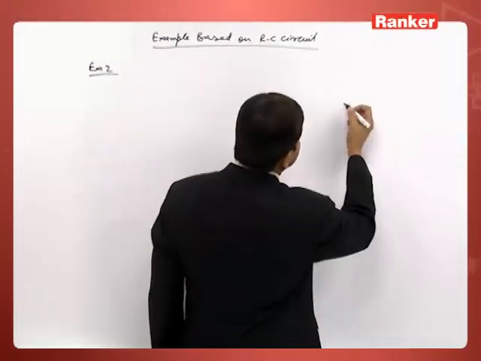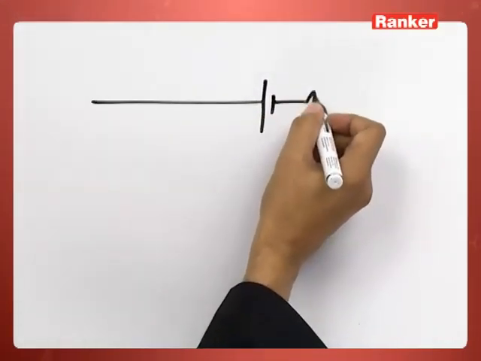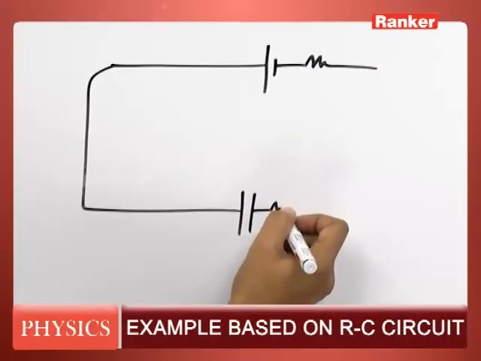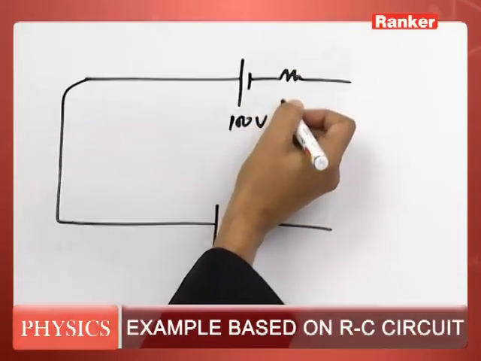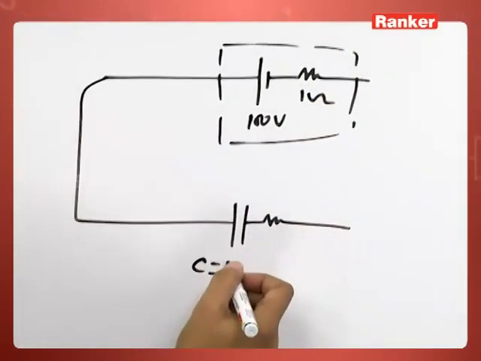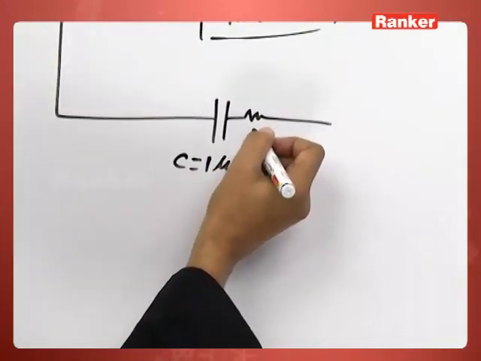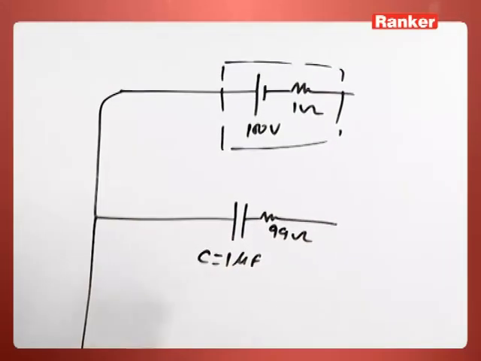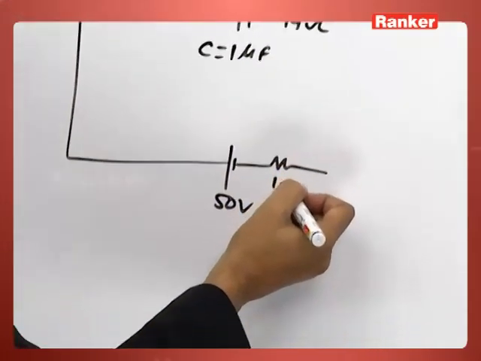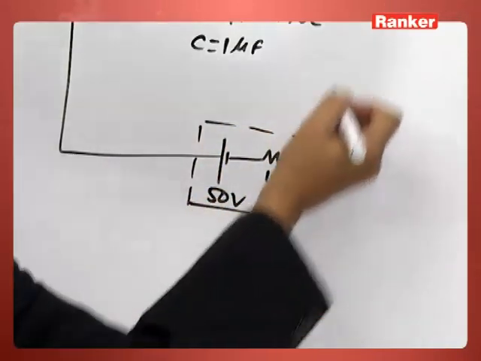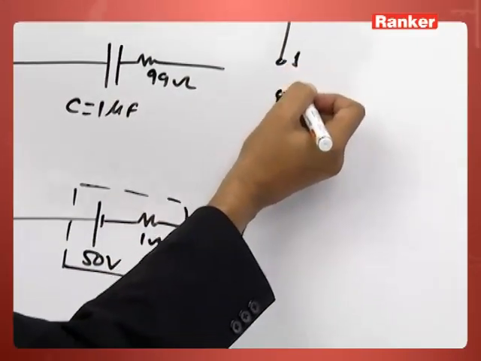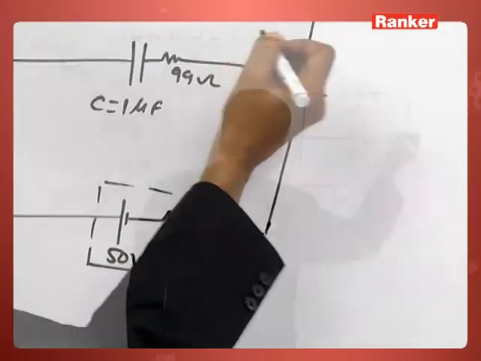Now see one another example. In this, a 100 volt battery and 1 ohm internal resistance connected like this, and this capacitor has a capacity of 1 microfarad. This resistance here, let it be 99 ohm, and another battery I have connected here which has EMF 50 volt, internal resistance here 1 ohm, and now these are connected through switches like this, 1 and 2. This is the switch S.